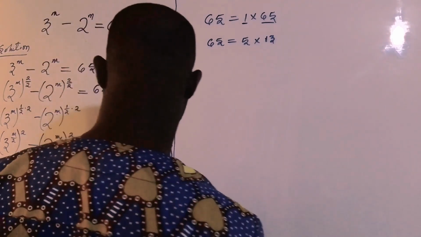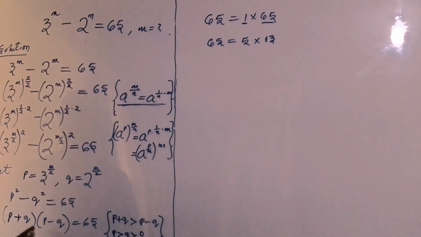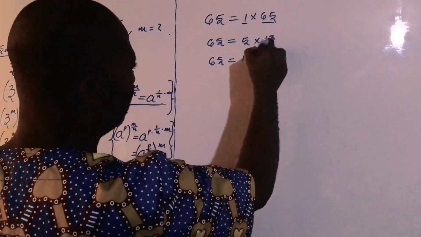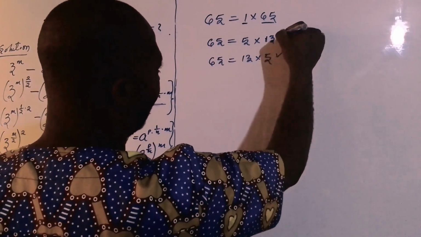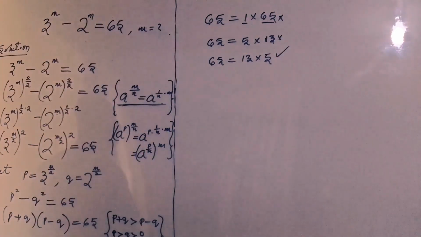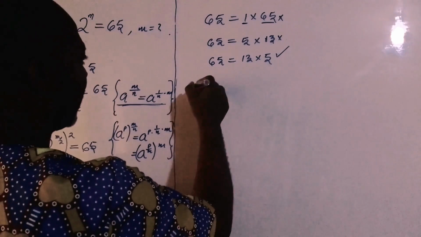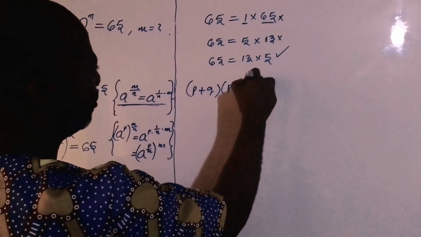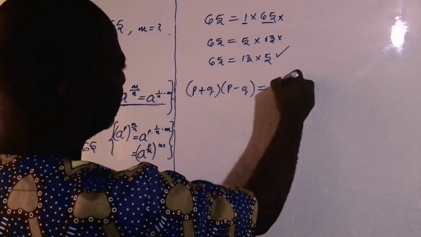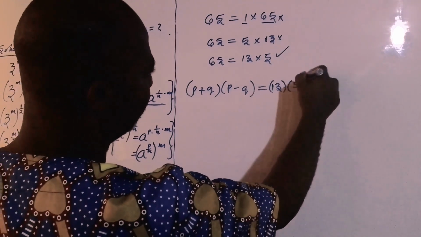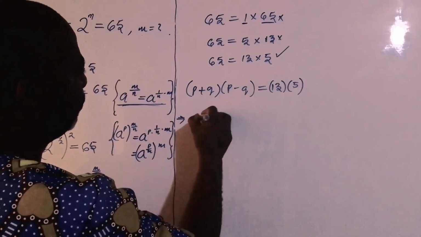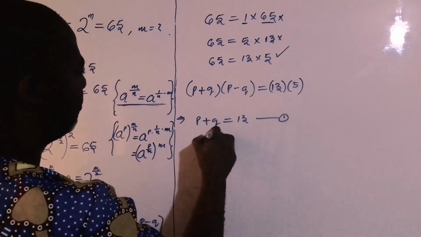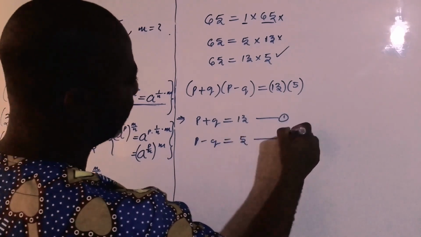Then of course we know from what we have that P plus Q must be greater than P minus Q. Therefore, it's going to be 65 equal to 13 times 5. So we stick with this and then rule out these other factors. So let's go ahead now. We can say now that P plus Q times P minus Q equal to 13 times 5, so that P plus Q will be equal to 13. We call this equation 1. And P minus Q will be equal to 5. We call that equation 2.